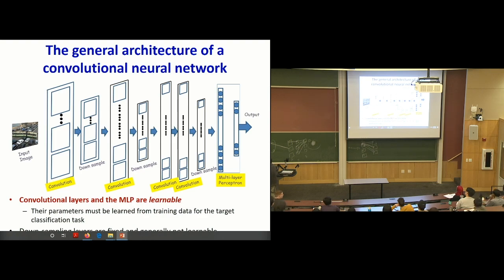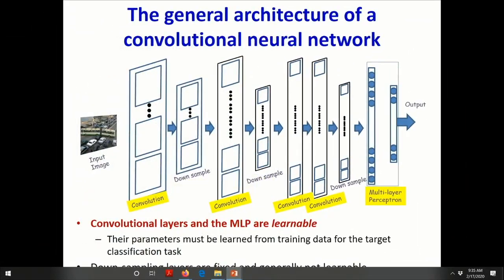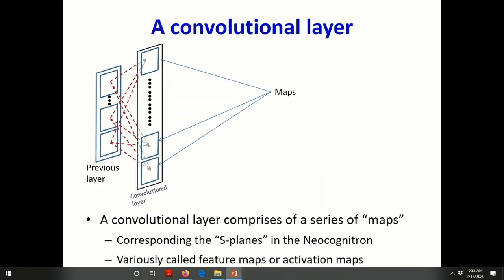So here only the convolution layers are learnable. Their parameters must be learned from training data for the target classification task, which could be digit recognition or face recognition or what have you. The downsampling layers, of course, have no learnable parameters. So what does the convolution layer do?